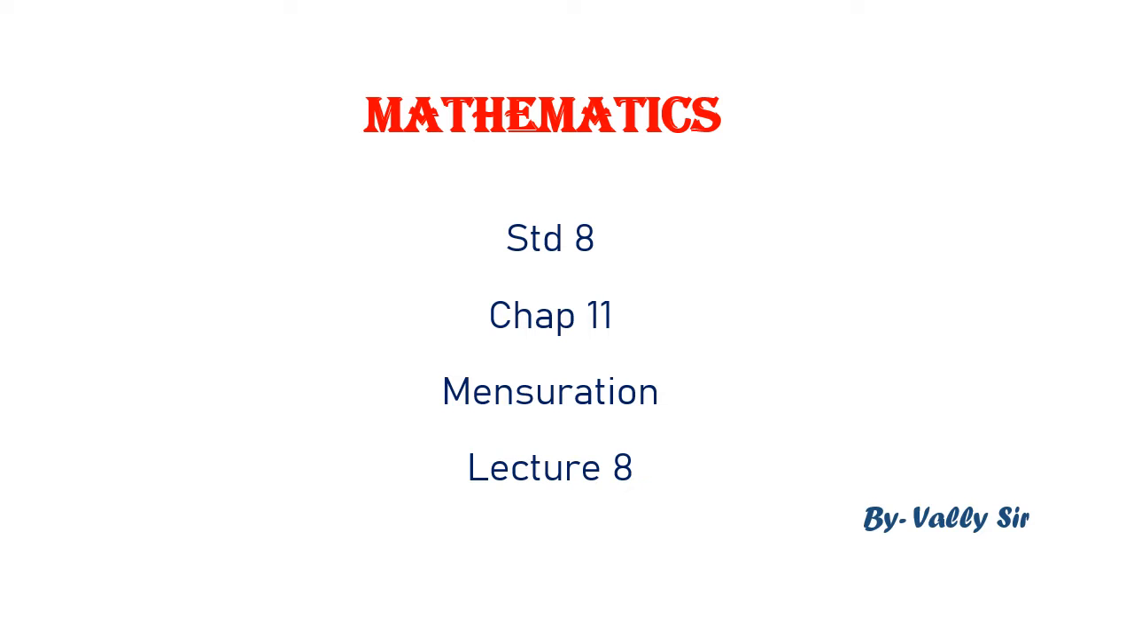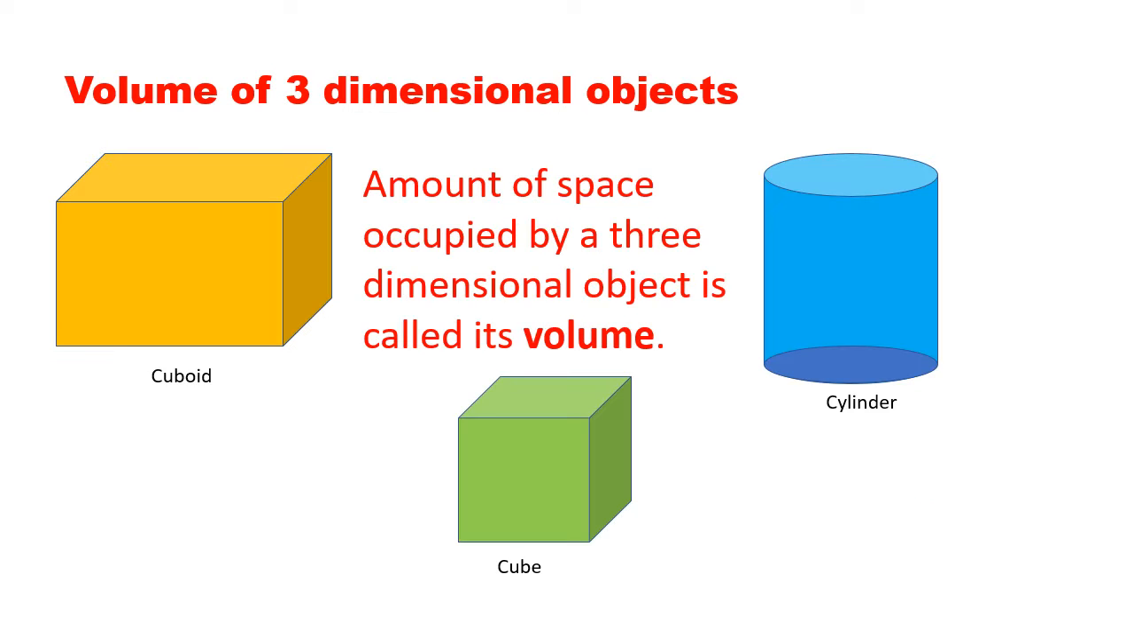Now, what are volumes? So, volumes are basically the amount of space occupied by a three-dimensional object. So volume is the amount of space. Now, like I told you before, everything in the real world is three-dimensional. Yes? So it will occupy some space. The amount of space occupied is called the volume.